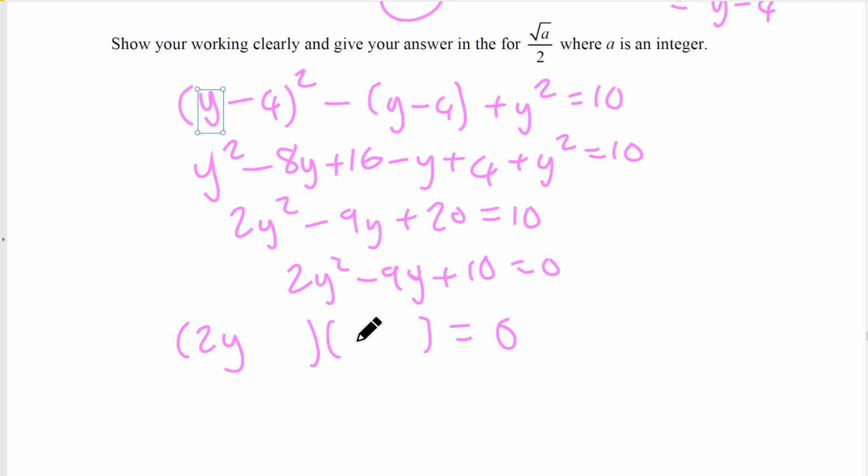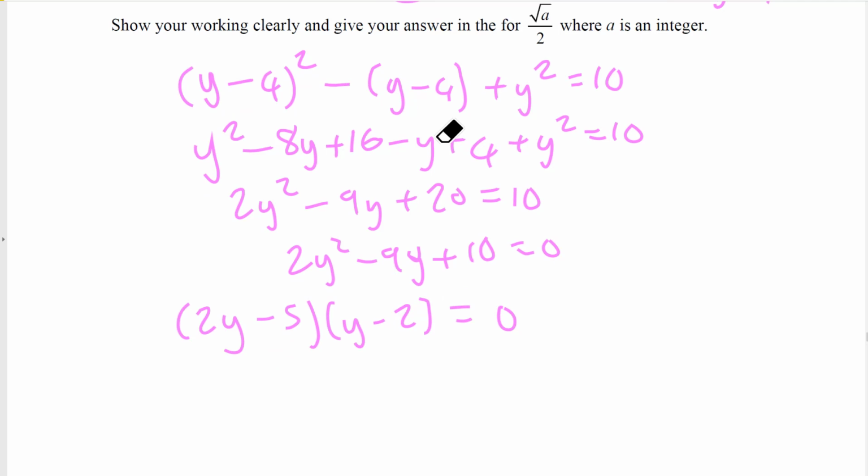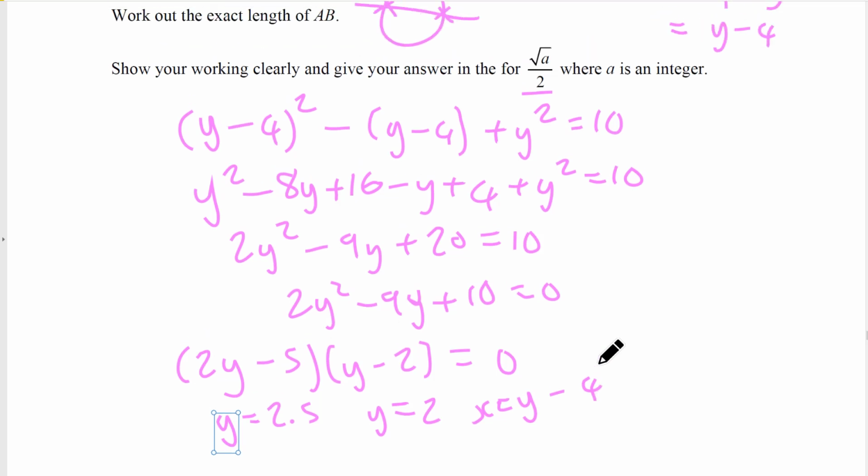That's got to be plus 2, minus 2, minus 5. Yeah. y minus 2, 2y minus 5, because that's going to give us minus 4y, minus 5y. Right, so that is perfect. We still need to get this answer in surd form here, but this gives us y equals 2.5 and y equals 2. Now from above, x equals y minus 4, I believe.